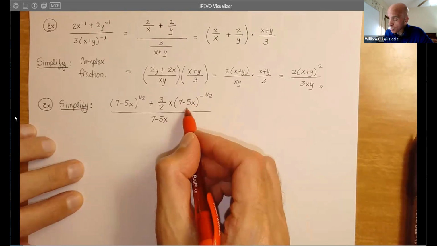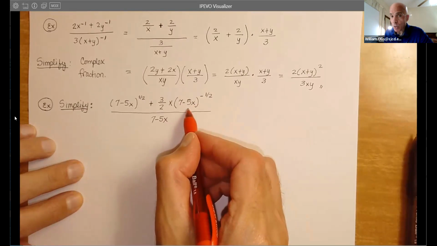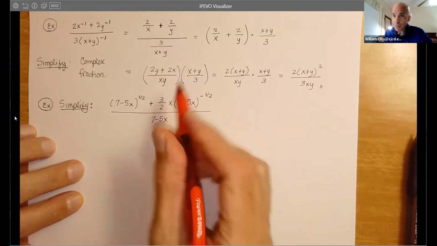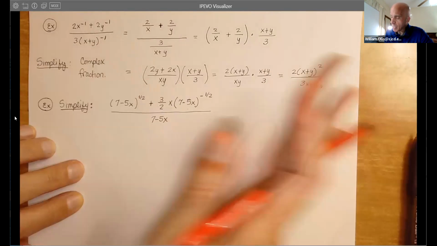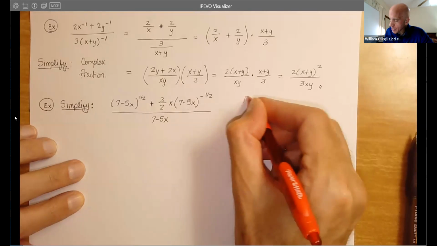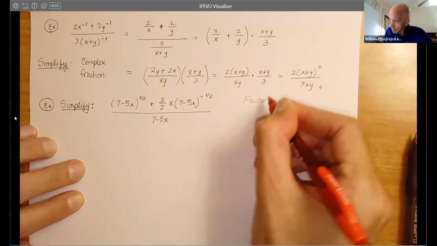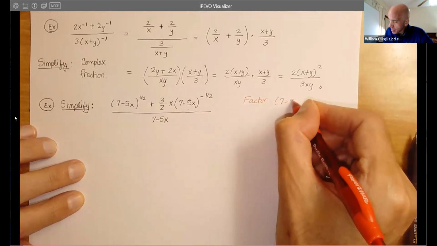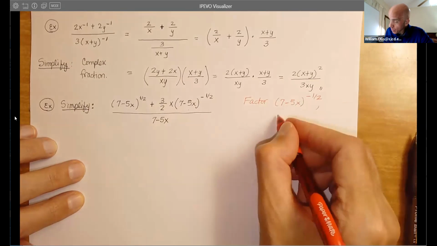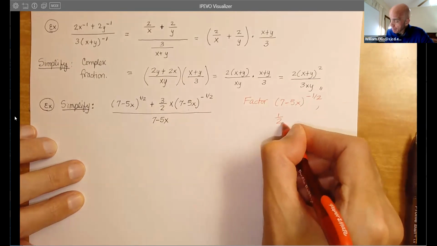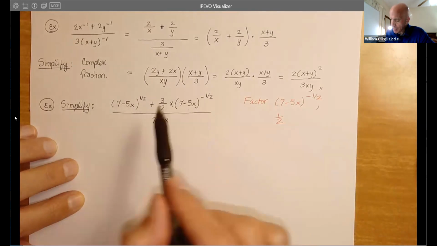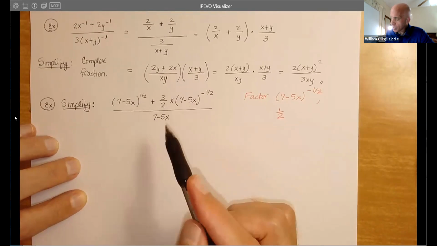That is, we want to extract the least power of 7 minus 5x, and then here, since we have a 1/2, get rid of that. So basically, we want to get rid of all the fractions. So we're going to factor 7 minus 5x to the negative 1/2, the least power. And also factor the 1/2. We want to get rid of the fractions. The fractions are what make this complicated and make it harder to understand.